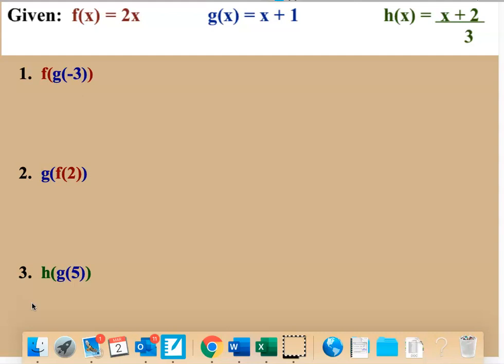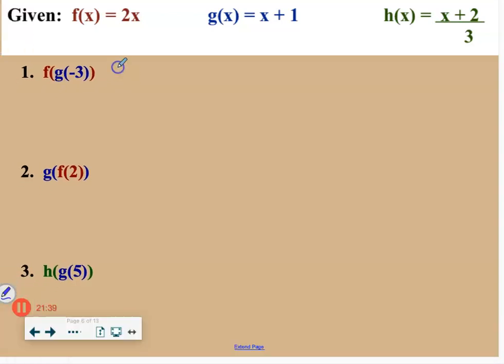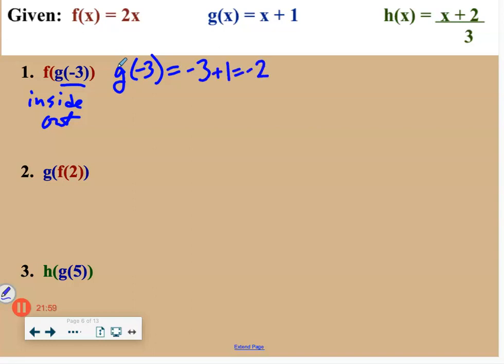I personally like to do, when I have to do composition and I'm not plugging in a function, I'm plugging in a number, I like to work them in what's called inside out. So I start from the inside, I find that, and then I plug that into the outside. I do them inside out. So what I would do for this first is I would find what g of negative 3 is. So I'm working inside out. Inside out. All right, so g of negative 3 is negative 3 plus 1, which is negative 2.